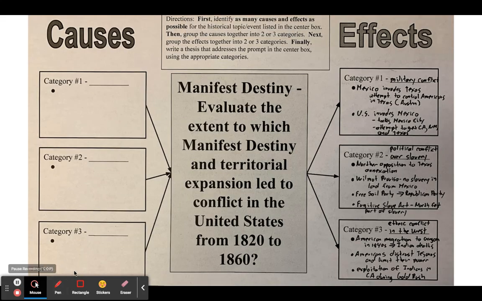All right, so today we're going to be talking about manifest destiny and how the ways in which manifest destiny and other territorial expansion led to kind of conflict in the United States from 1820 to 1860. Okay, so these two dates are important here because 1820 is the Missouri Compromise, when we had Missouri being admitted to the United States as a state that allowed slavery and Maine as a state that did not allow slavery, maintaining that balance between free and slave states in America.